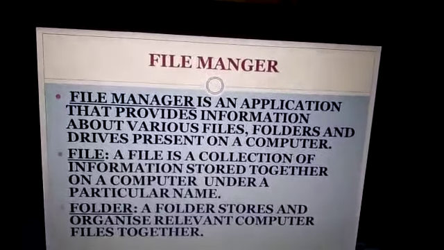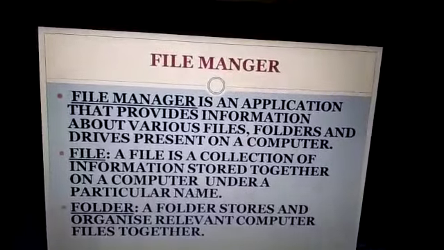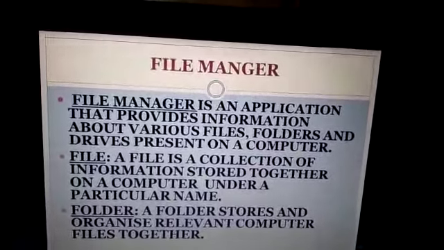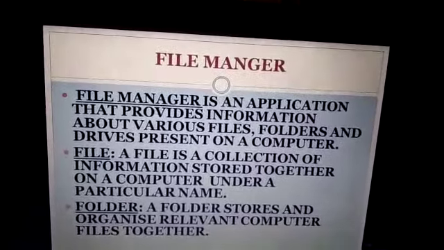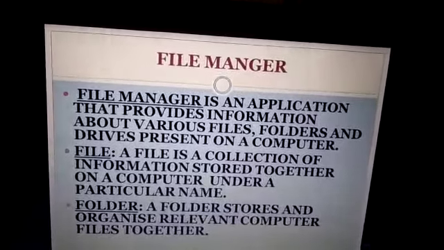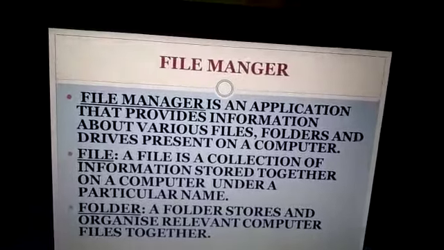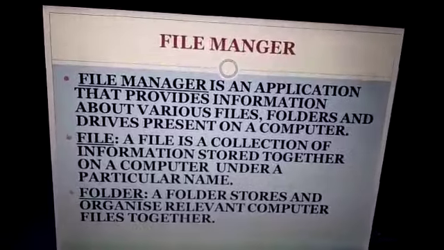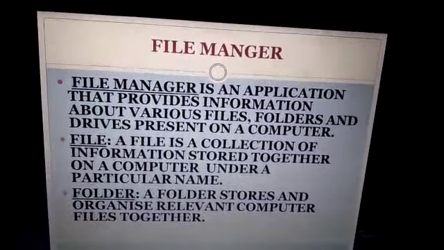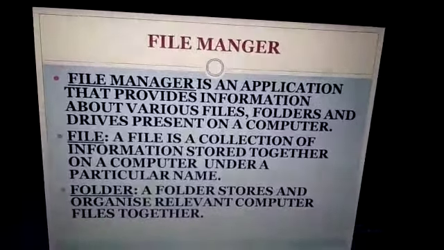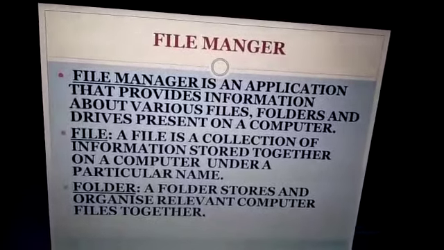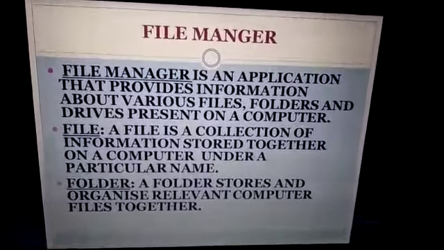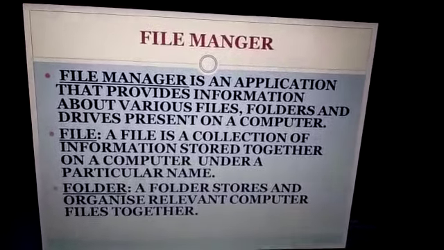Next is your file. A file is a collection of information stored together on a computer under a particular name. So we can take the example of the copies. So our copies have different names, or we can say that our copies have particular names. Folder. A folder stores and organizes relevant computer files together. So we can say that a folder is a collection of multiple relevant files.